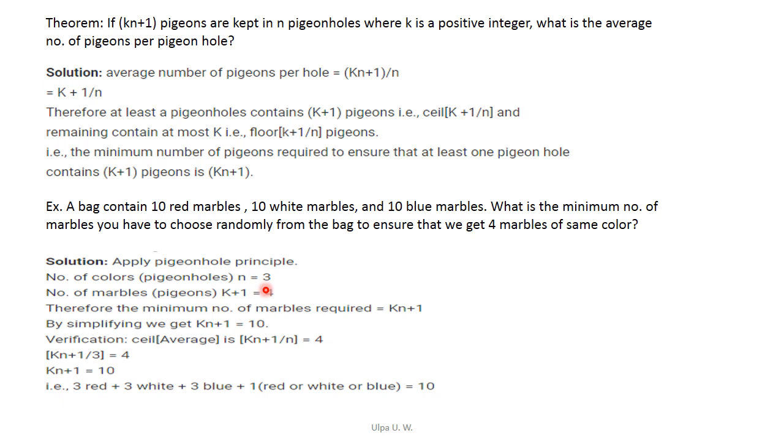Now I'm applying this result. The minimum number of marbles required so as to get 4 of one color is nothing but kn plus 1. Substituting the values of k and n over here, it turns out to be 10. So you can see the elaborated result. The first 9 marbles will be like this: 3 red, 3 white and 3 blue, and the 10th marble could be any one of these 3 colors, either red or white or blue. So in short, in total there will be at least 4 marbles of one of these colors.